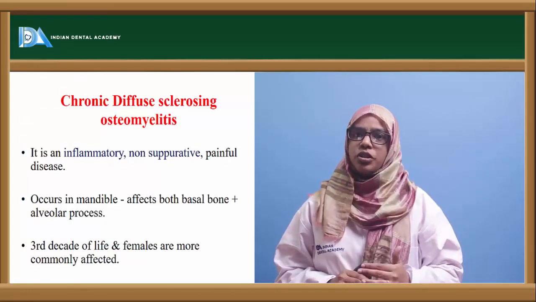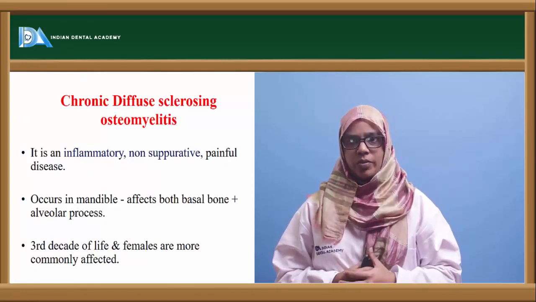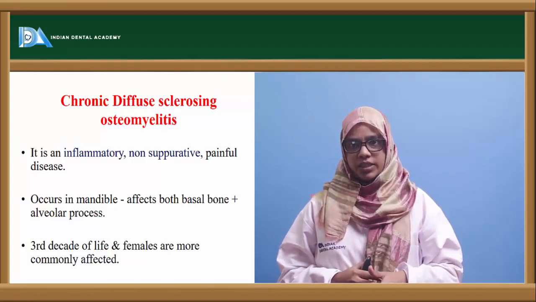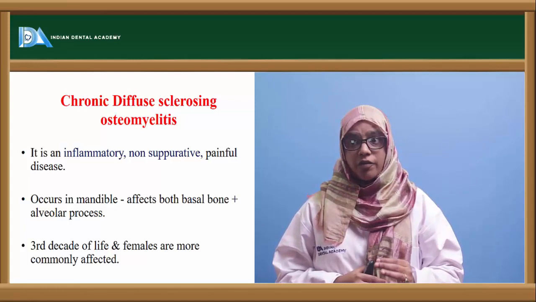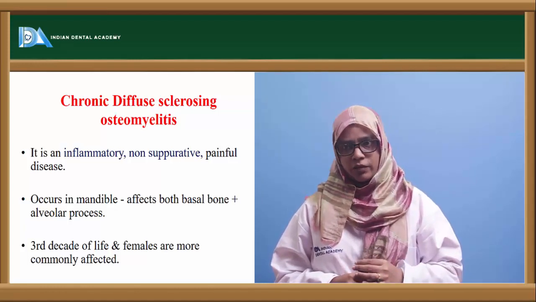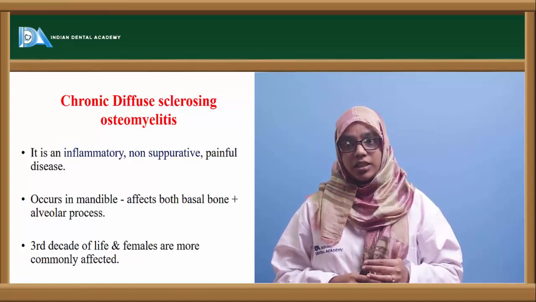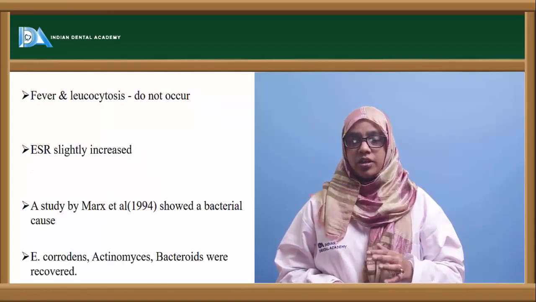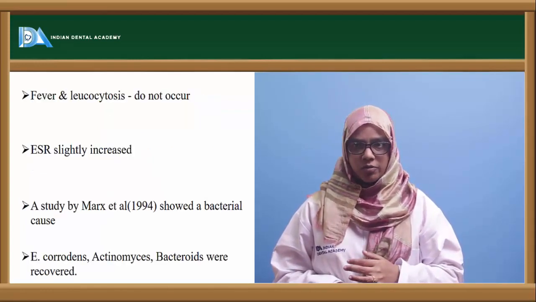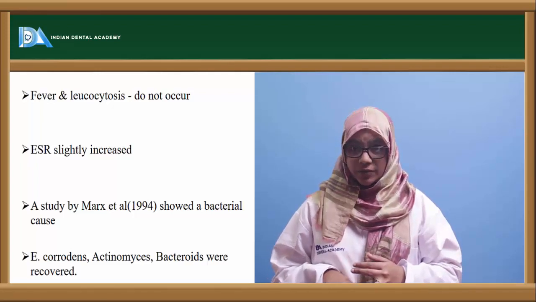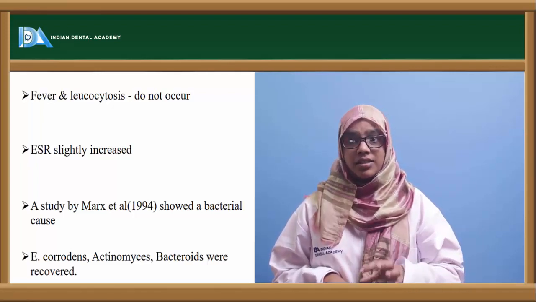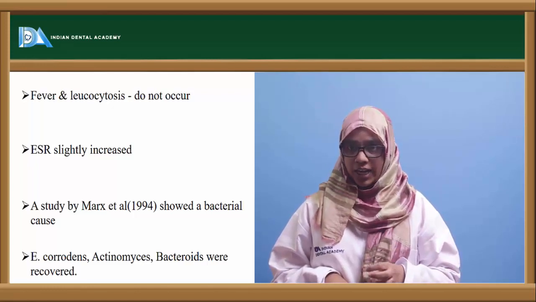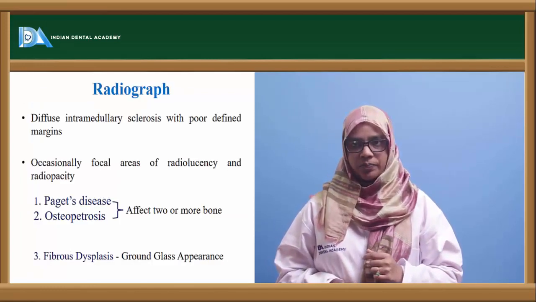Now, let's move on to the chronic diffuse sclerosing osteomyelitis. It is an inflammatory, non-suppurative, painful disease. It occurs in the mandible and affects both the basal as well as the alveolar process. It is seen in the third decade of life. More commonly, females are affected than males. Here, fever and lymphocytosis are not present. ESR is increased. Marx states that it is mainly because of bacterial infection, that is by Escherichia coli, actinomycosis, bacteroides.